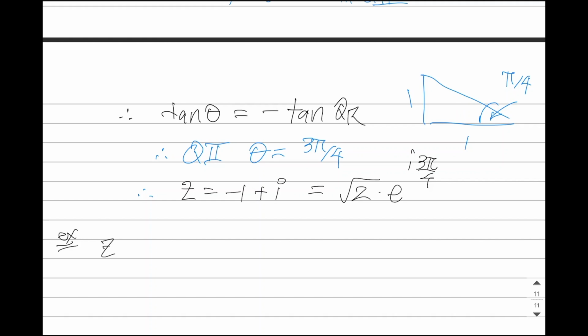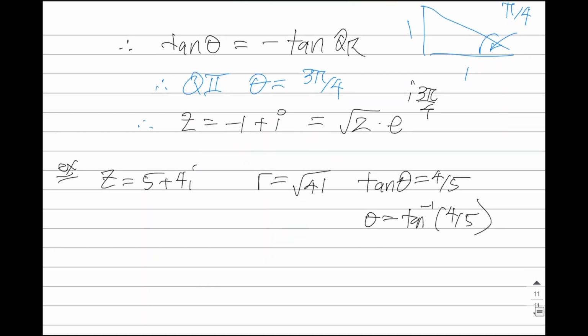These numbers all kind of work nicely because their arguments are special. Sometimes it doesn't work out that way. In this number, the magnitude is going to be square root of 41. And if you wanted the argument, you'd have tan theta is 4/5. So theta would be the inverse tangent of 4/5. That's about as nice as you can write it. Please, please, pretty please do not write this as a decimal, but you can just generically write it like that.